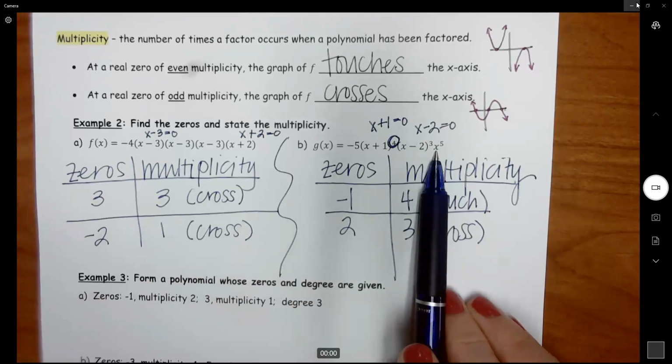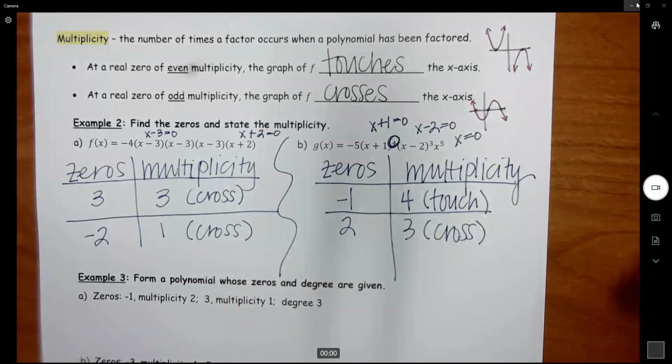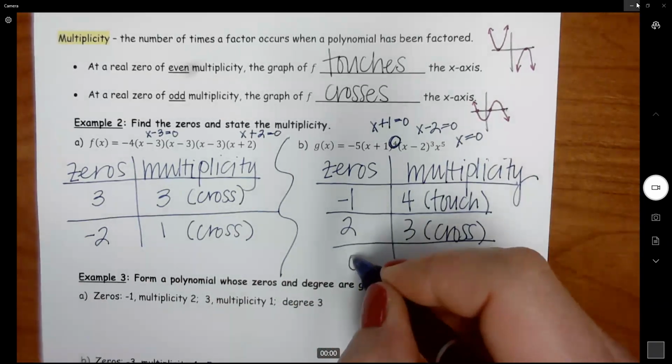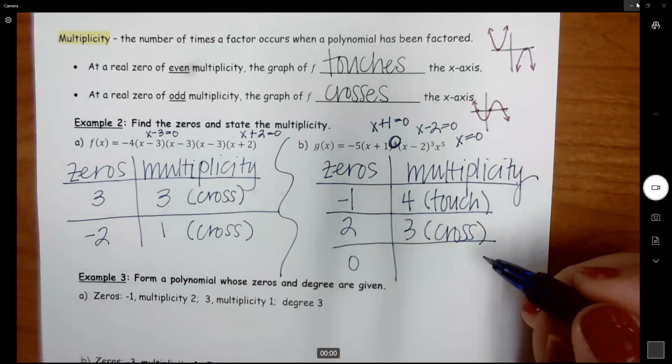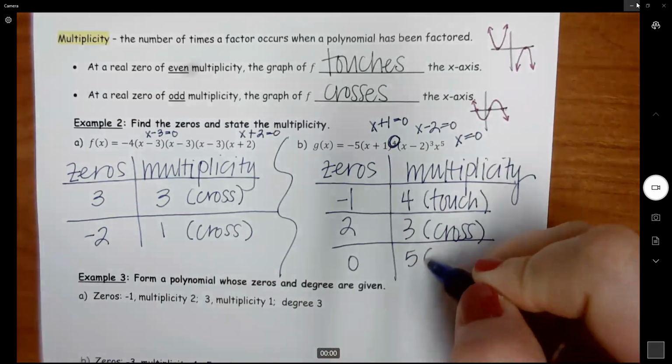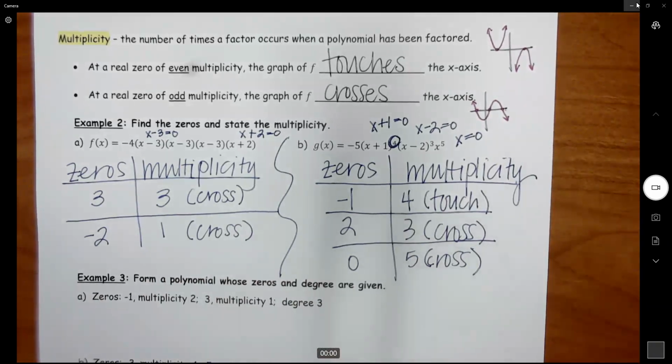Now, don't forget this other x here. If you just have x equals 0, we have 5 x's. So we have a 0 at 0, and its multiplicity is still that exponent. It's 5, which means it's also going to cross through right there at 0.